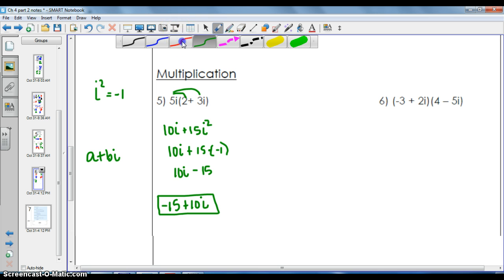So trying the next one, we wind up with foiling on this one. So first term times first term, -12.